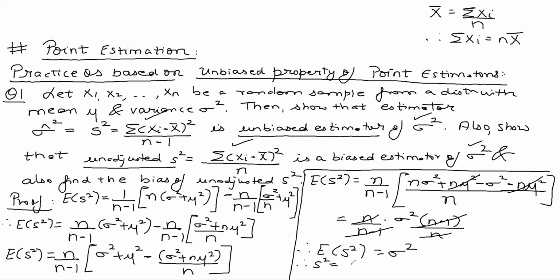Therefore s square, which is summation xi minus x bar square upon n minus 1, is an unbiased estimator of the population variance sigma square. So we have shown that s square is an unbiased estimator of sigma square.